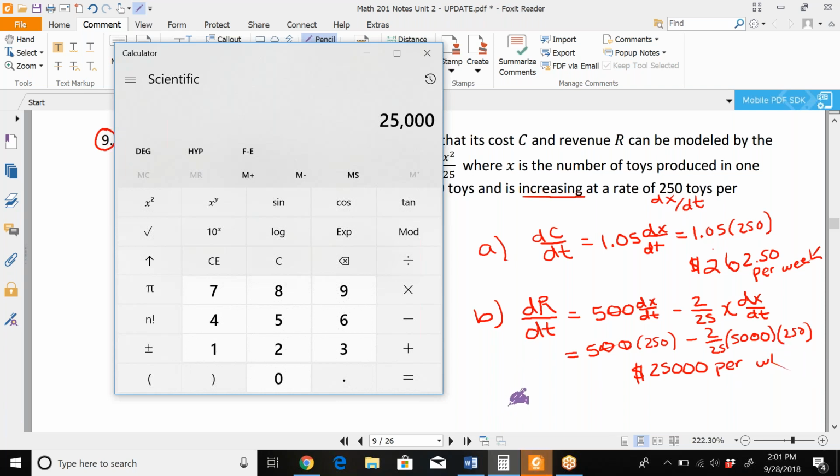The last question asks you to find dP/dt. Now here's the great thing about what we just did. You don't need to find the profit function here. You already know dR/dt, you already know dC/dt. So if you just take dR/dt minus dC/dt, that gives you the change in the profit because you've already done both of those derivatives. So I'm not going to try to write out all the numbers, but we are going to do the subtraction. So 25,000 is the revenue minus 262.50, which is $24,737.50.